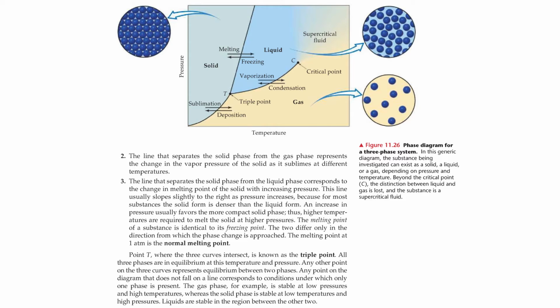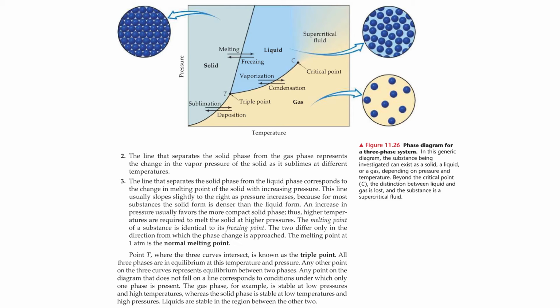This line usually slopes slightly to the right as pressure increases because for most substances the solid form is denser than the liquid form. An increase in pressure usually favors the more compact solid phase, thus higher temperatures are required to melt the solid at higher pressures. The melting point of a substance is identical to its freezing point. The two only differ in the direction from which the phase is approached. The melting point at 1 atmosphere is the normal melting point.